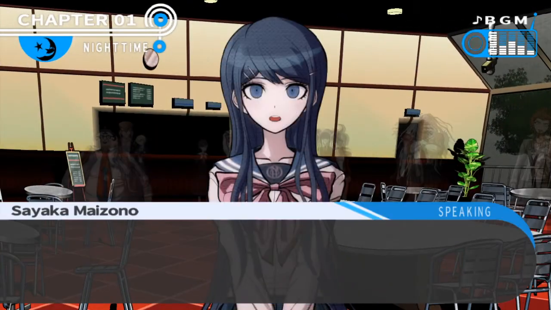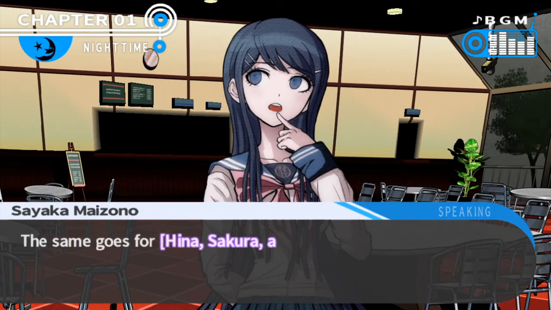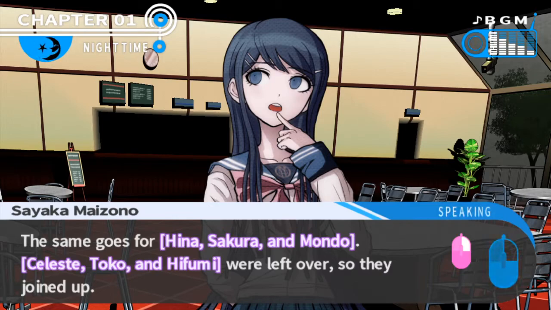Okay, here's two more. Same goes for Hina, Sakura, and Mondo. Celeste, Toko, and Hifumi were left over, so they joined up.